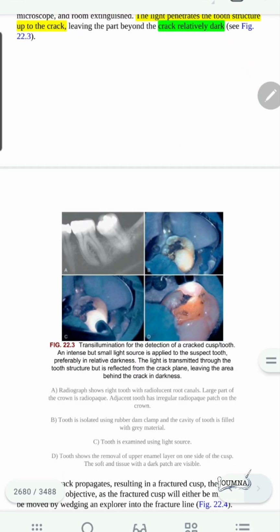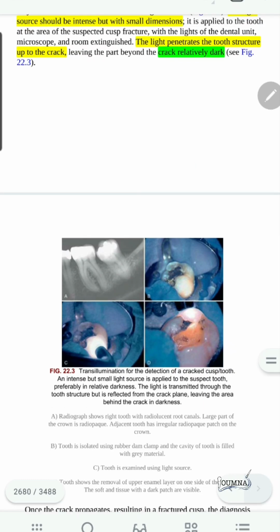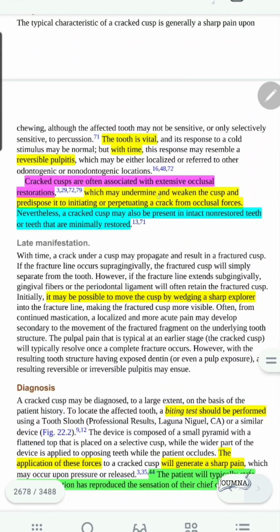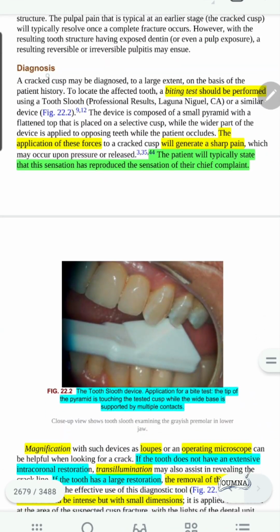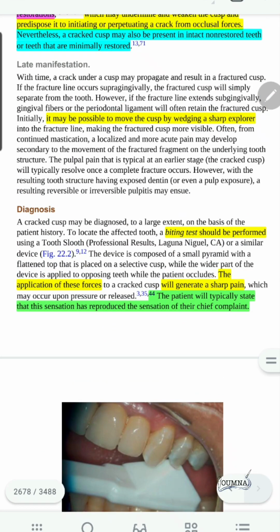Often the tooth has a wide restoration, and sometimes we can get these cracks even if the tooth is sound and there is no restoration in it. We do the diagnosis using the bite test, using this Sloth device that is pyramidal, which means that the patient performs the mastication on each cusp by its own, rather than on the whole tooth. This makes the differential diagnosis from periodontitis, where the pain is on the whole tooth and all the cusps. But if we get pain on specific cusps only, that means there is a crown crack.